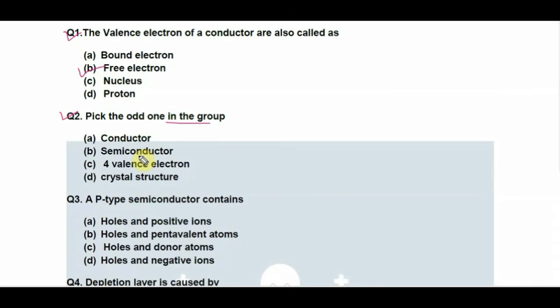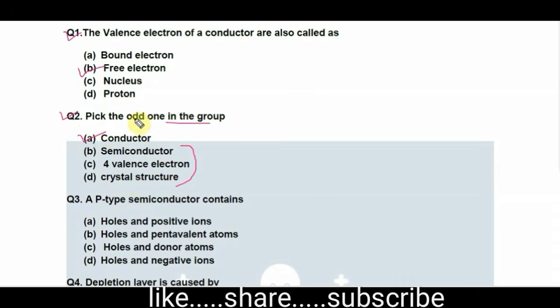Conductor, semiconductor, 4 valence electrons, crystal structure. Semiconductors have 4 valence electrons and a crystal structure. So these three are similar, and option A will be the correct one, the odd one.